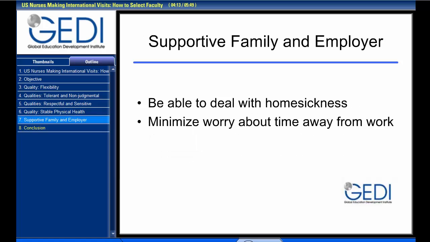Supportive family and employer. You need to be able to deal with homesickness regardless of the length of your stay in another country, whether it's 3 days, 3 weeks, or 3 months, and to minimize worry about time away from work. If you're on a foreign trip and you're collaborating with colleagues, but your mind and your attention is focused elsewhere, perhaps on your job or the responsibilities at home or deadlines that you need to meet, you won't contribute what you truly could contribute to the overall collaborative effort. So it's critical that you leave those worries at home and concentrate on the efforts at hand that are really focused on the collaborative effort and the partnership relationship.